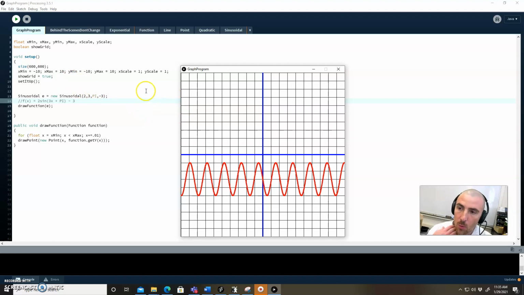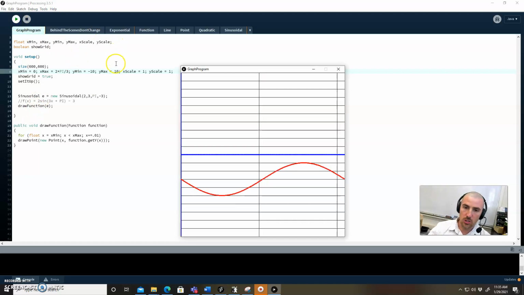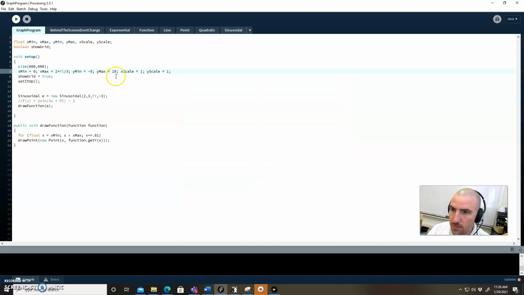So if you wanted to graph one period of this function, it looks like the period would be 2 pi thirds, right? 2 pi divided by b, 2 pi thirds. So like I could do, I'll try to change this back, but x to 2 times pi divided by 3. Let's just see that. Now it's going to be squished, but that's one wave. And if I wanted to do what we call a tight graph, I could go from -5 to -3. No, -5 to -1. I think that's right.